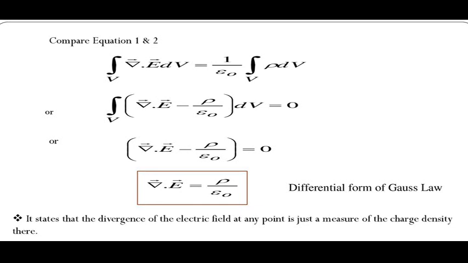Or we can say that the divergence of electric field at any point is just the measure of charge density there. This equation is very helpful in measuring the volume charge density for a given electric field.